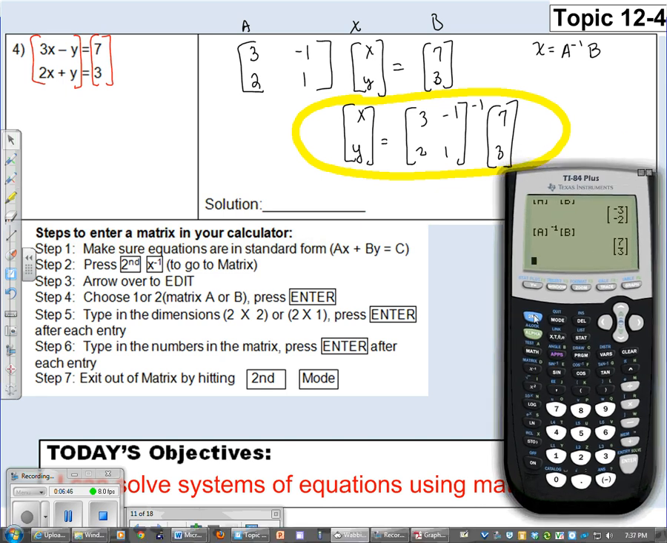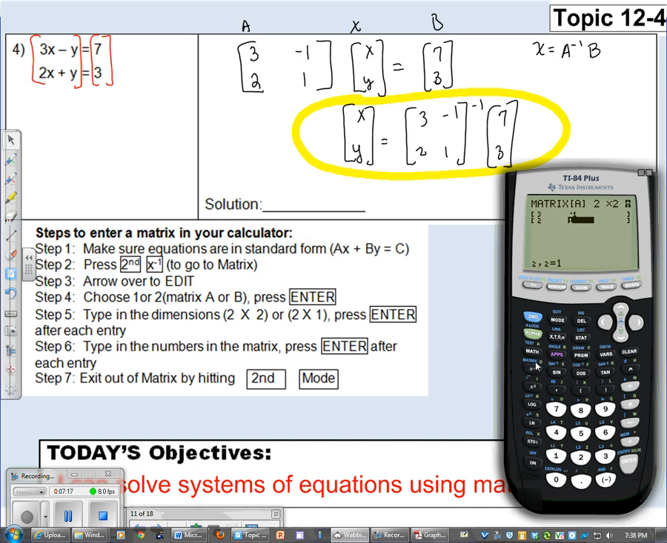So first we must actually type them in. So we'll hit second and then the matrix button. We want to edit, scroll over, choose number 1 for A. Our dimensions are still a 2 by 2, and now our numbers are 3, negative 1, 2, and 1. Remember, hit enter, and we need to check. Let me check, make sure my numbers are correct.